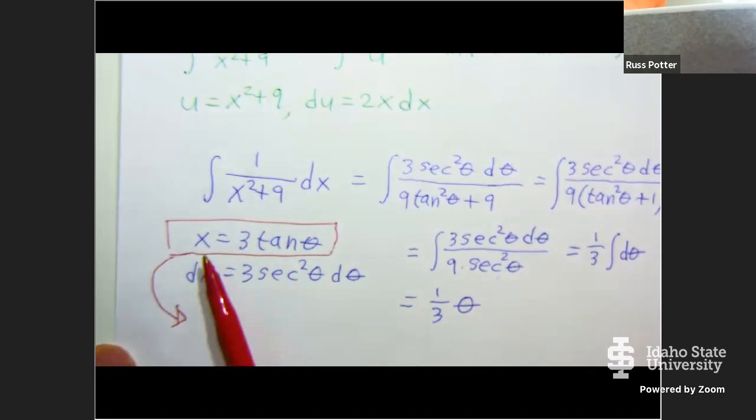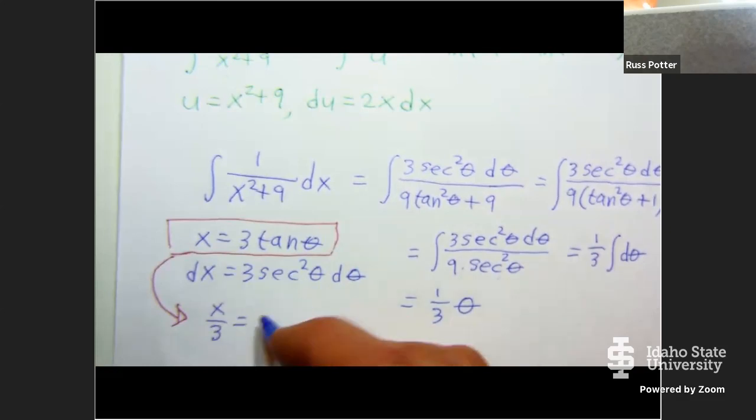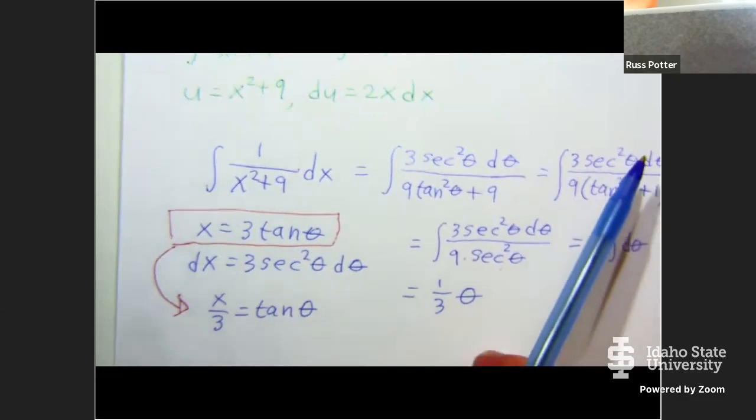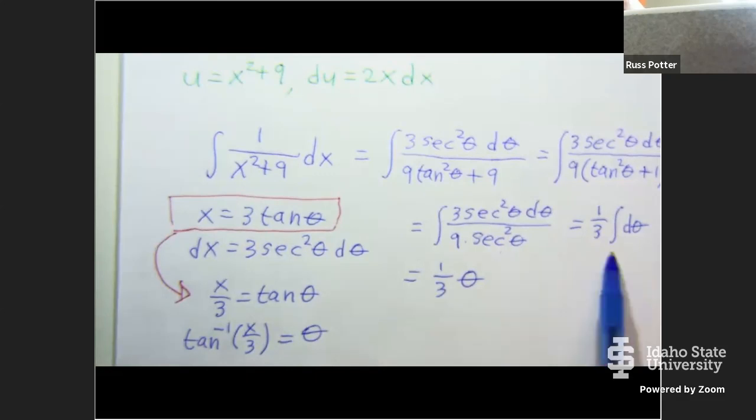So remembering that we have x equals 3 times tangent of theta, we solve this for theta. First divide both sides by 3. X divided by 3 equals tangent of theta. And then the inverse tangent, or arctangent, of x over 3 is equal to theta. So our integral here is 1/3 times the inverse tangent of x over 3.